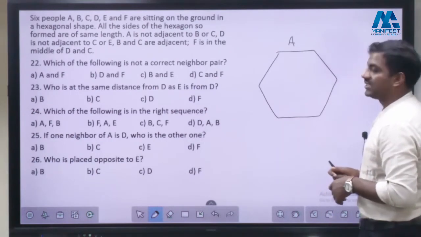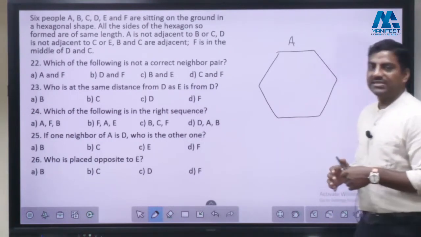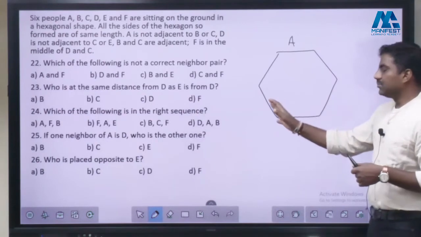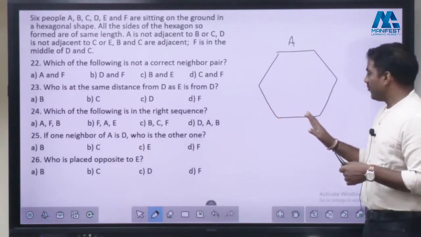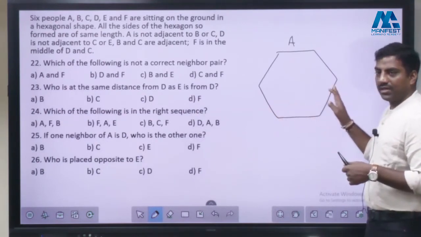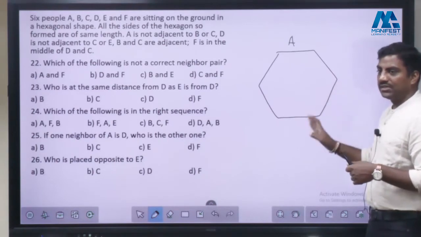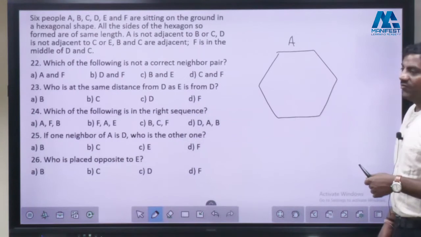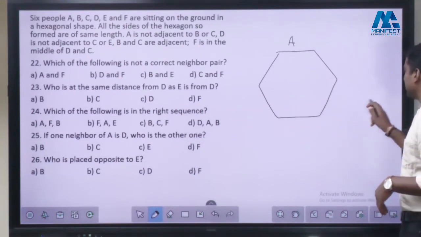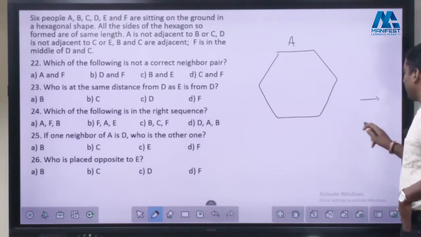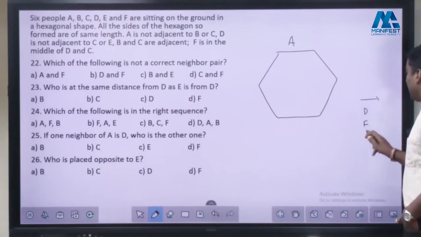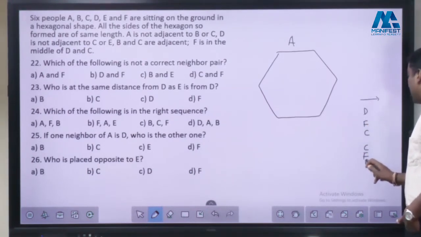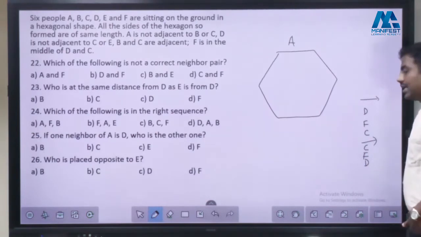B and C are adjacent. Thank God, B and C are adjacent. If B comes here, C would come here. Okay, F is in the middle of D and C. So let us take it like this. Three persons' positions we know. F is in the middle of D and C. This is one possibility. Another possibility, F is in the middle of C and D.